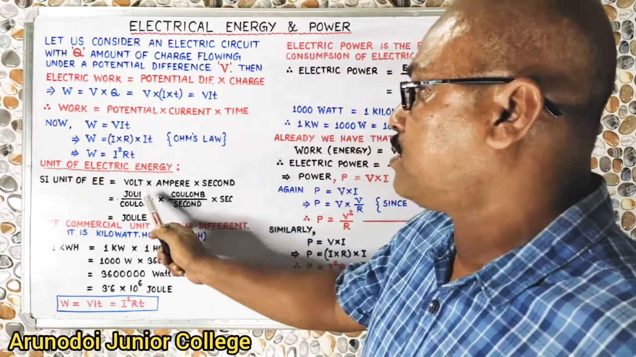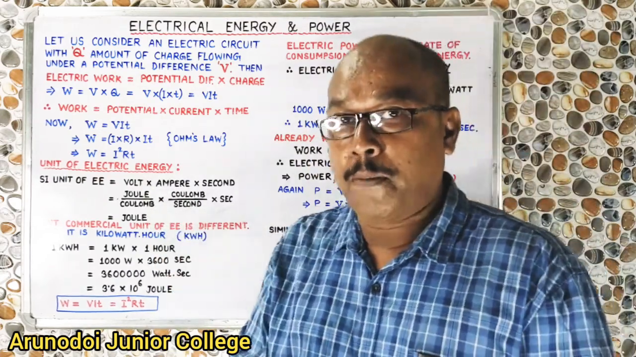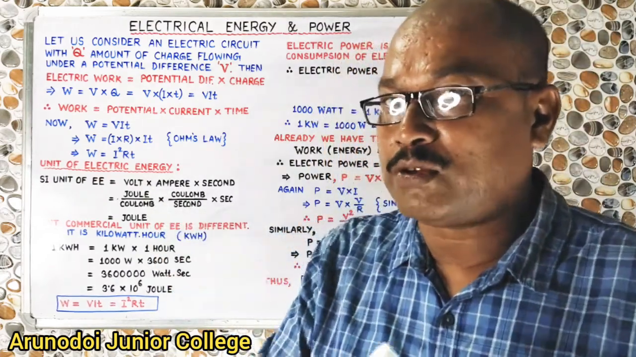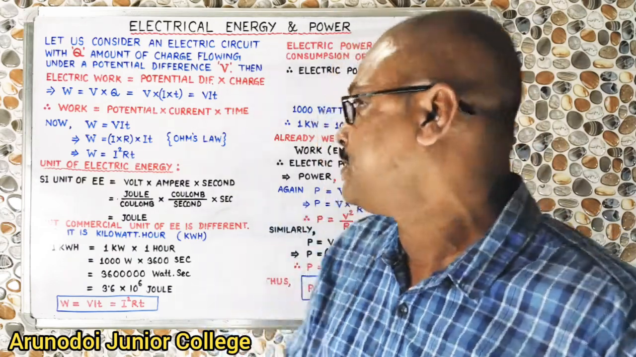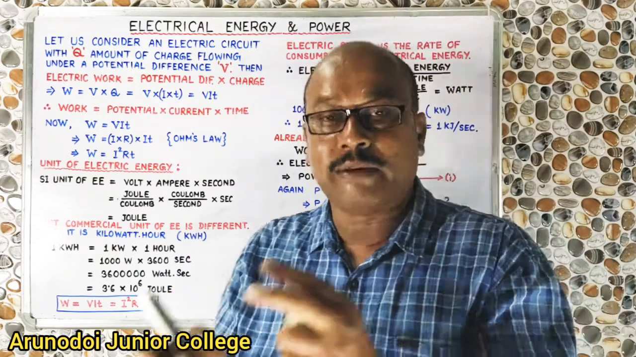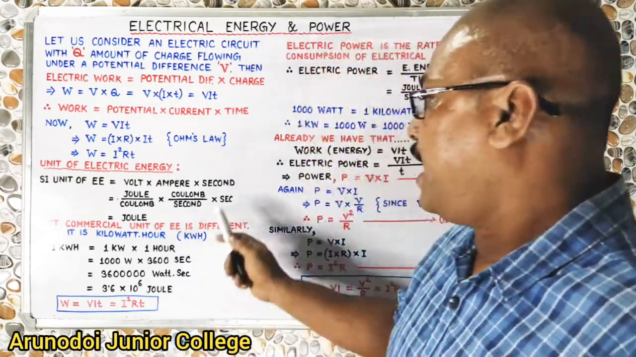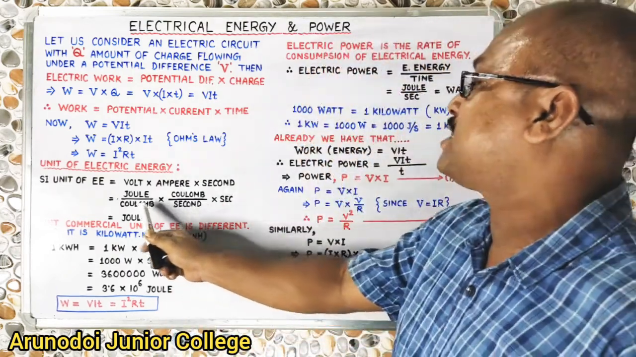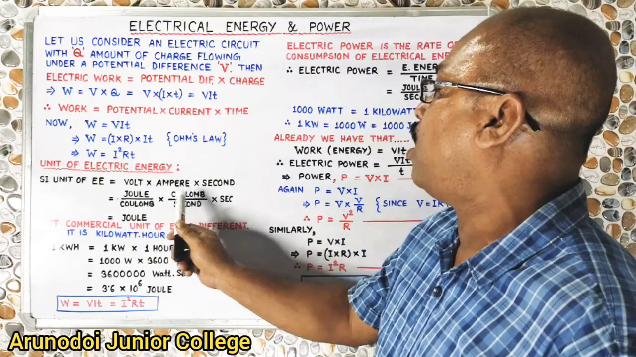Now what is volt? Volt is equal to joule per coulomb. Joule per coulomb is called a volt. We have discussed it in our previous classes. Then what is ampere? Ampere is coulomb per second. That is also something we discussed in our previous class. And this is second. Now you can see in this equation you can cancel coulomb into coulomb.